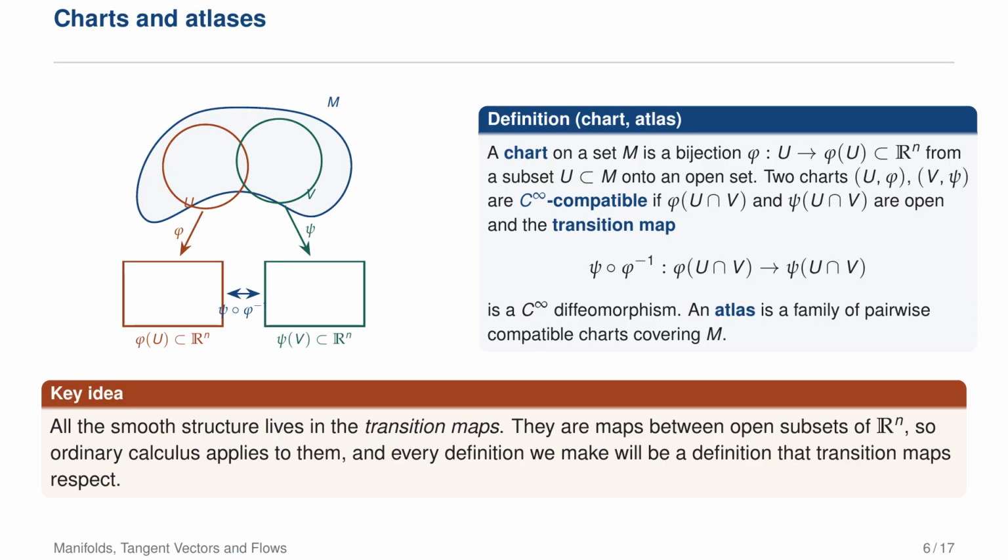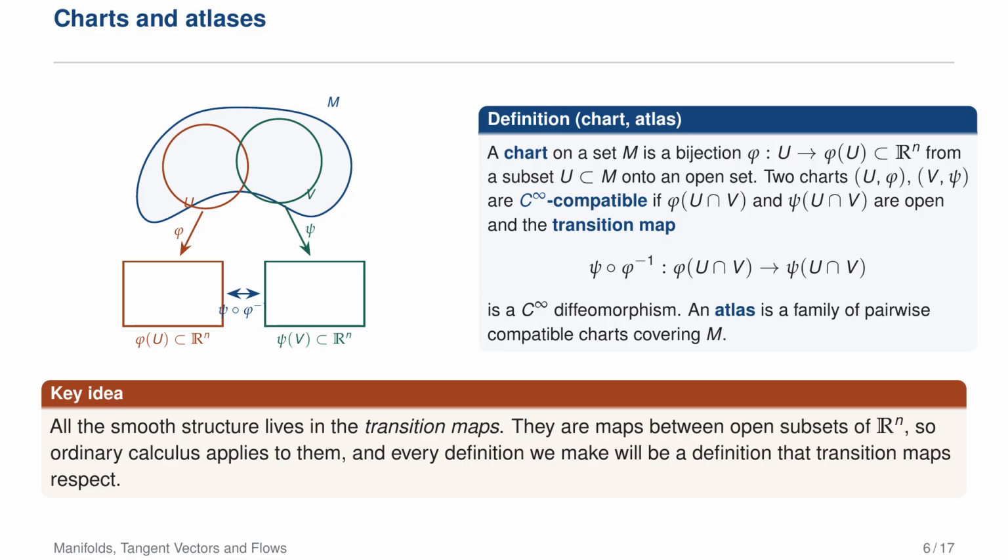Now we drop the ambient space entirely and define a manifold with nothing around it. A chart on the set M is a bijection phi from a subset U of M onto an open subset of R^N. That is all. A chart is a way of labeling part of M by N numbers and nothing more. Charts have to agree where they overlap.